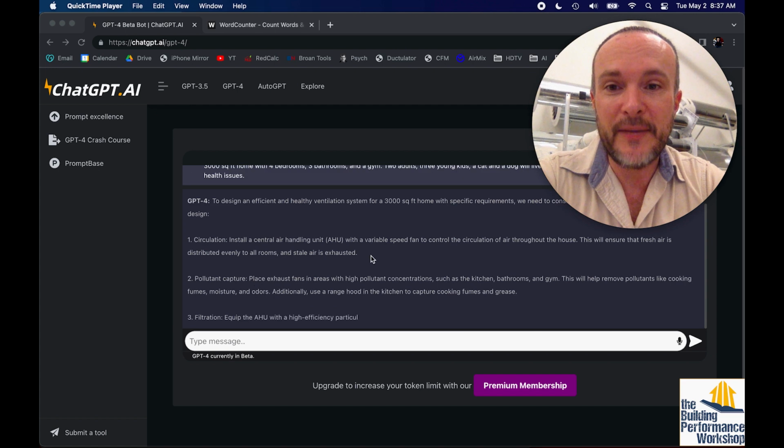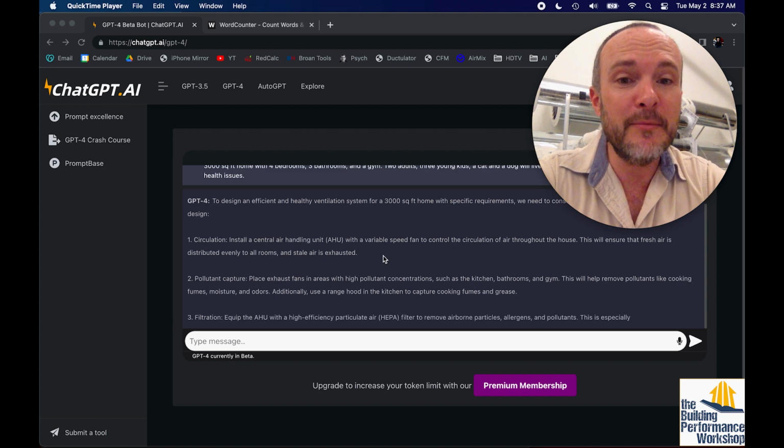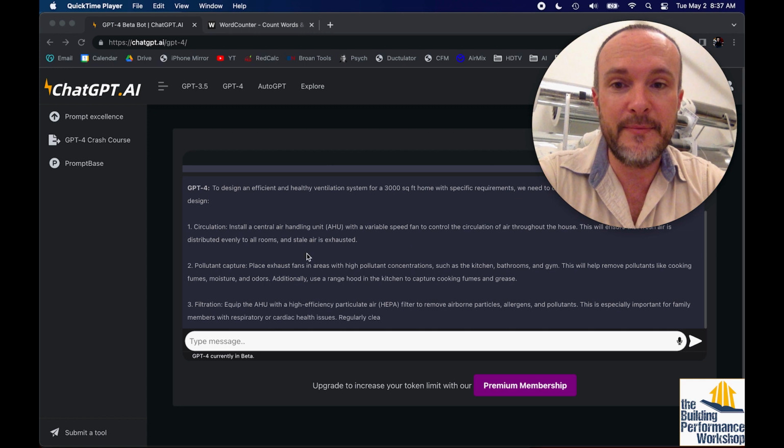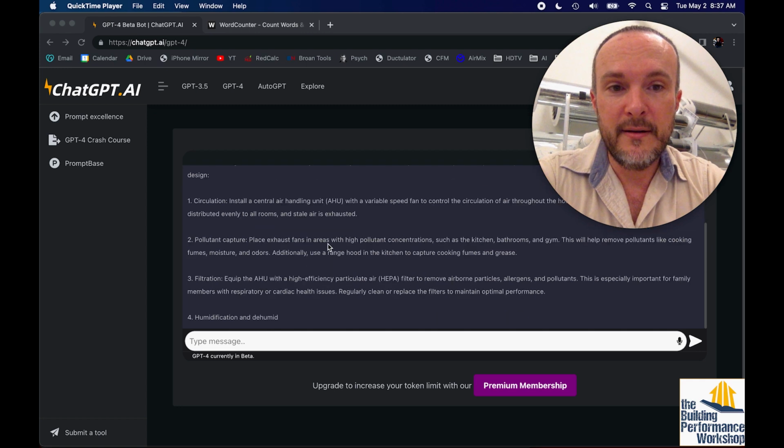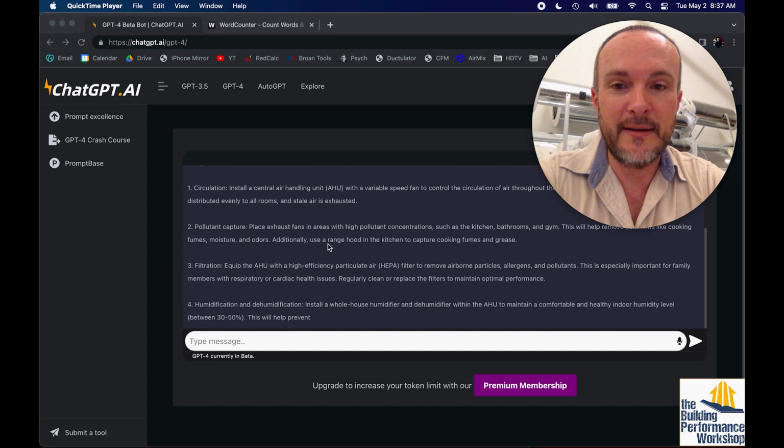1, circulation. Install a central air handling unit with a variable speed fan to control the circulation throughout the house. This is kind of amazing.